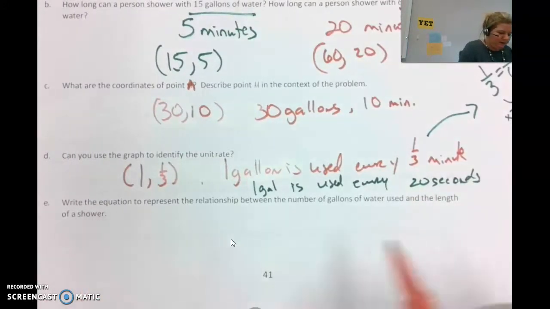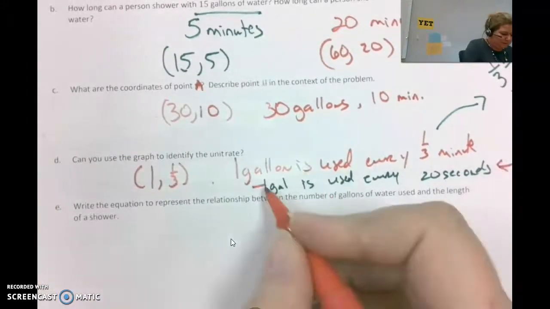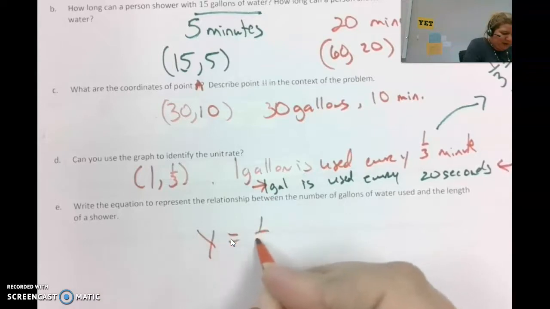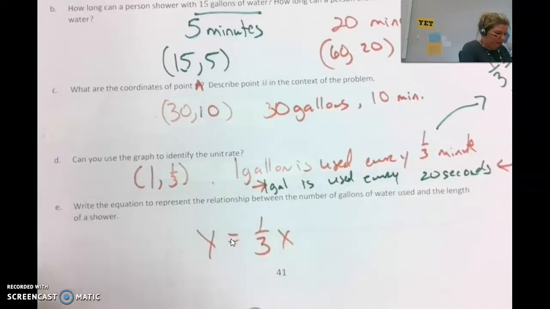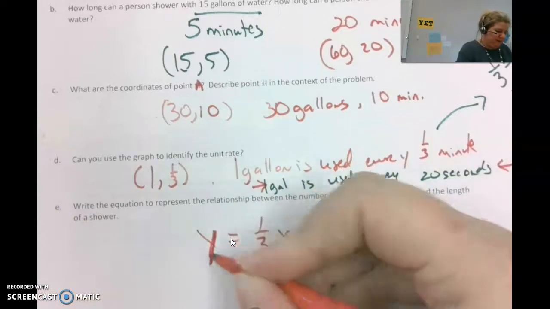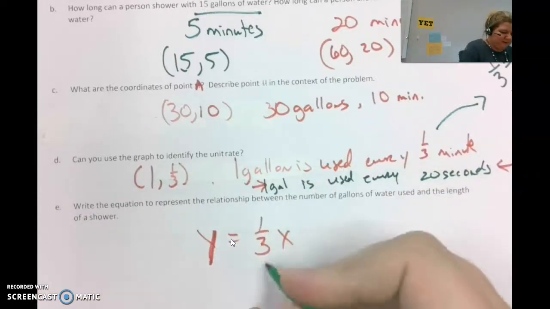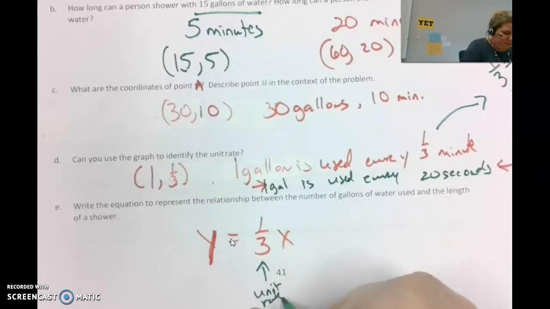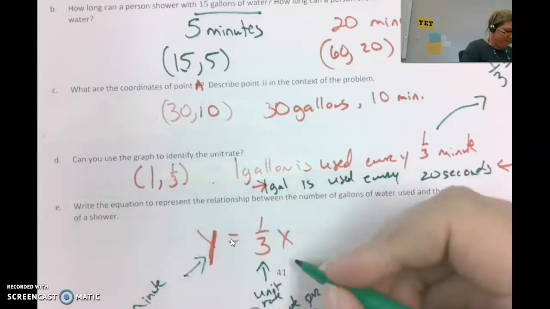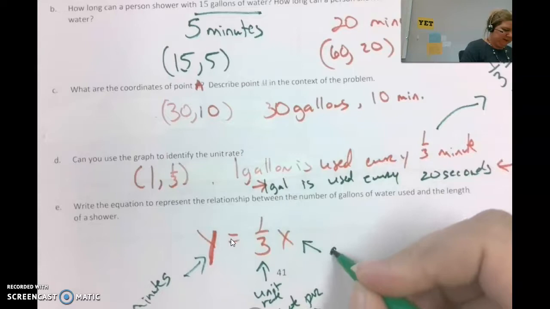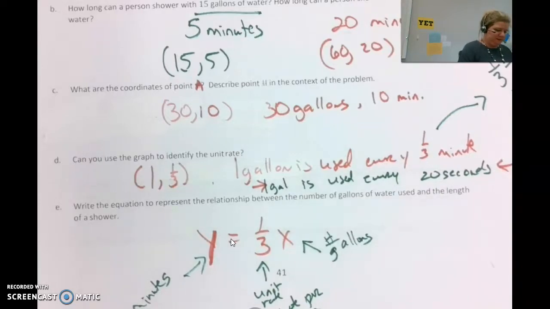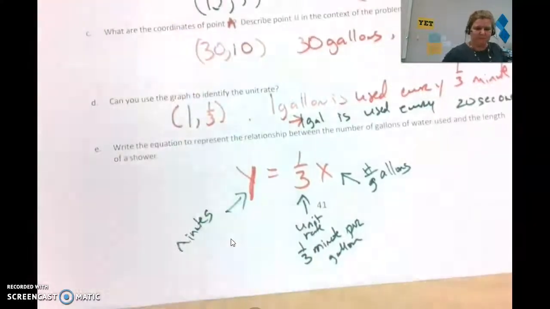Okay, and that was just a bonus there. So the equation would be y equals 1/3 x. Okay, straighten that up a little. This is our unit rate of 1/3 of a minute per gallon. And the y is the minute. And the x is number of gallons. Let's get that up a little.